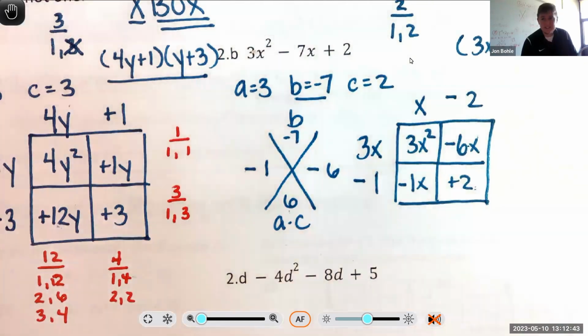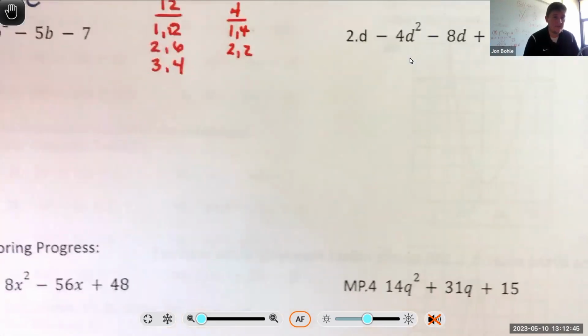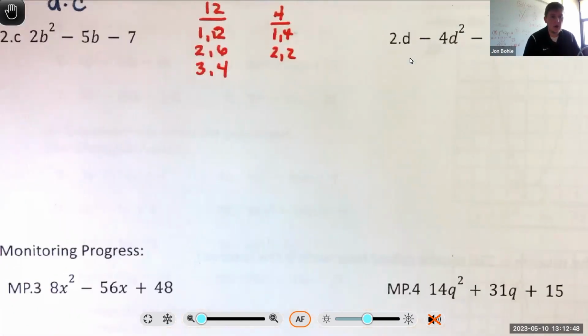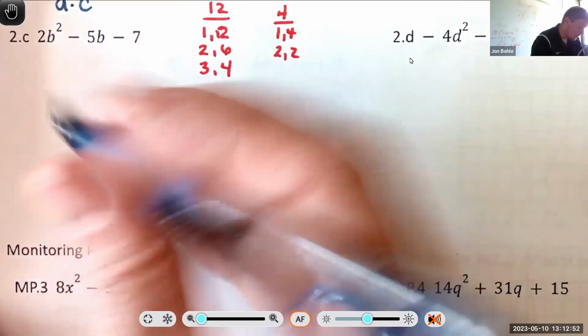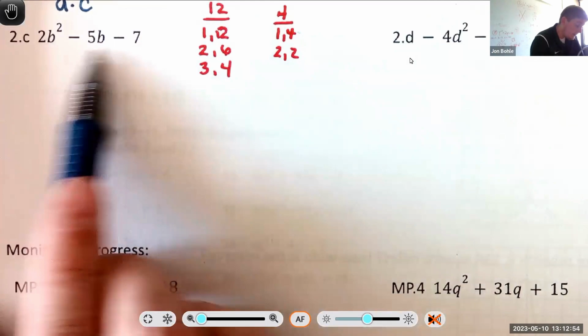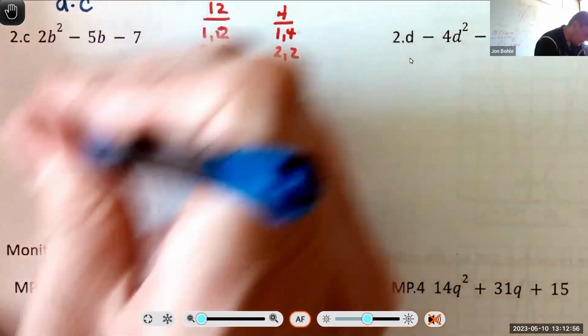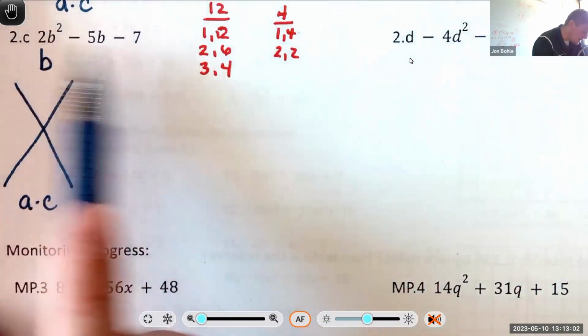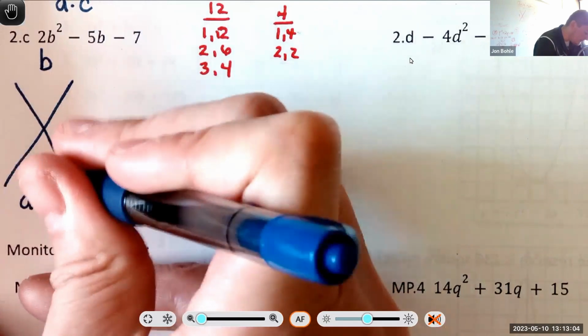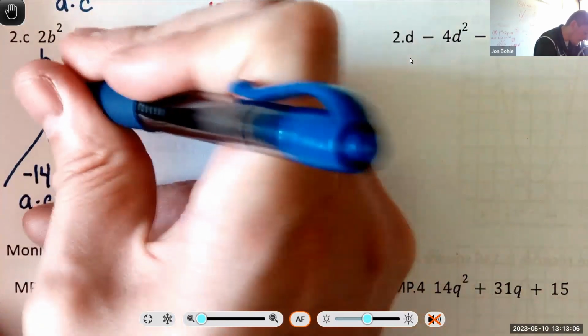Okay, and then now at this point, the process kind of repeats itself. The hardest part is just thinking about the negatives. Here, greatest common factor, there is none. So now what I'm going to do is set up my X, a times c, and my b. A times c would be 2 times -7, which is -14. My b value is -5.